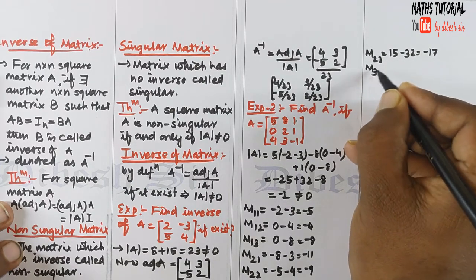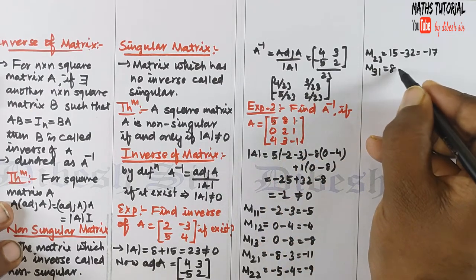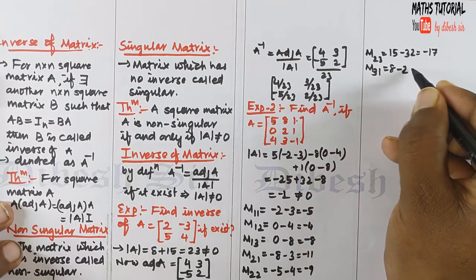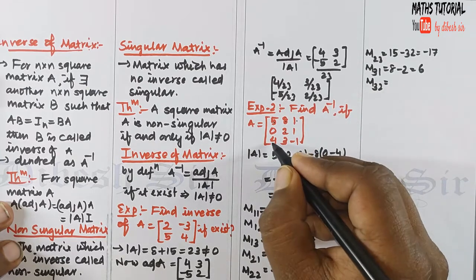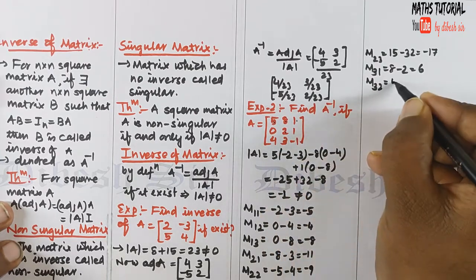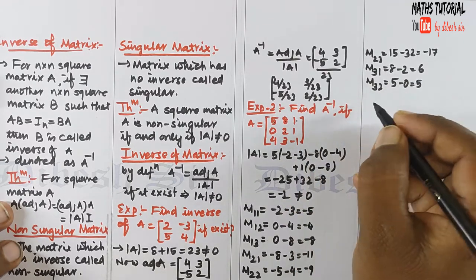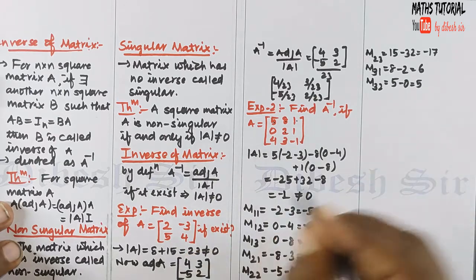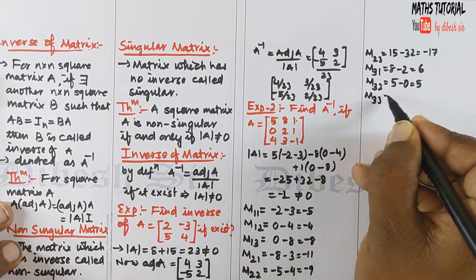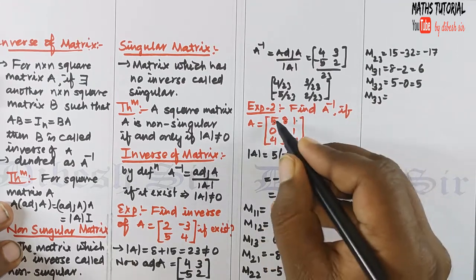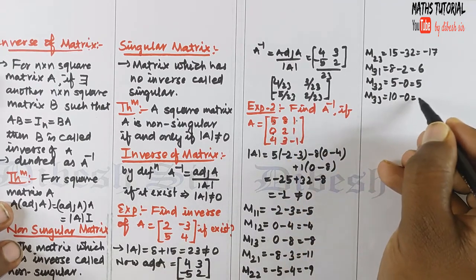Next M31. Third row, first column. 8 into 1, 8, minus 2 into 1, 2. 8 minus 2 is 6. M32. Third row, second column. 5 into 1, 5, minus 0 into 1, 0. That is 5. Next M33. M33 means third row, third column. That is 5 twos are 10, minus 0 into 8, 0. That is 10.